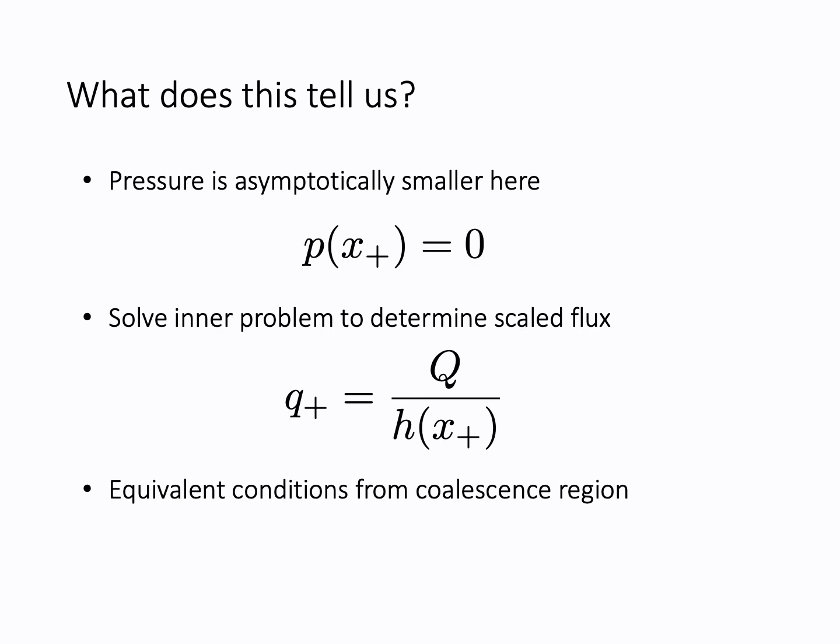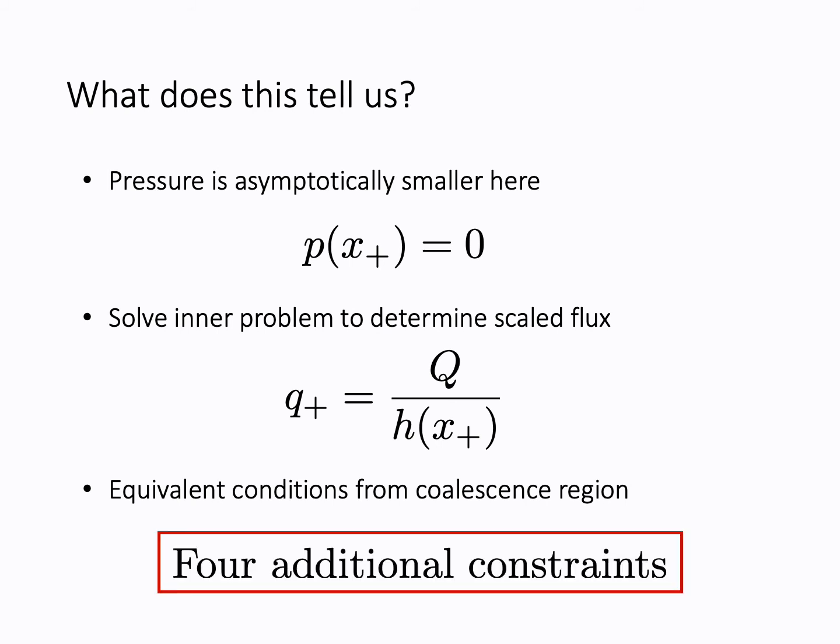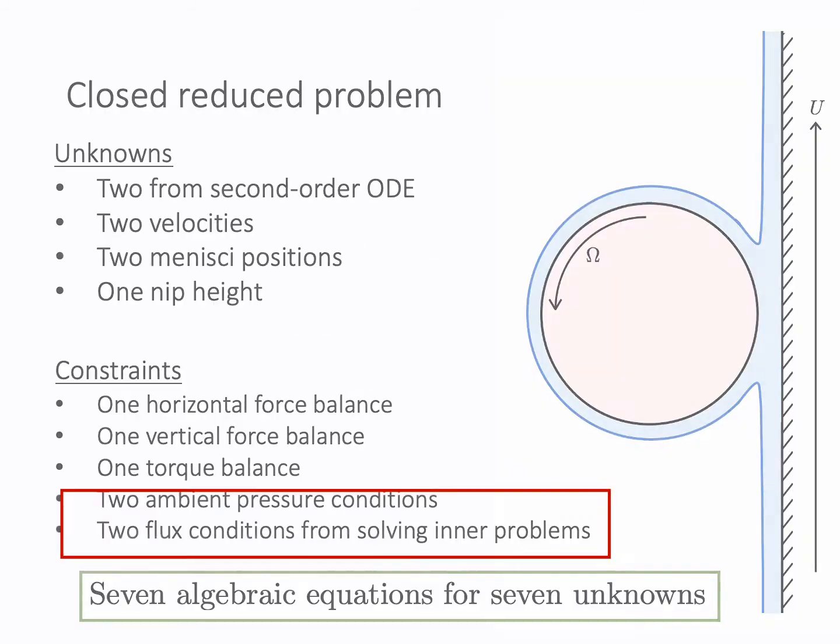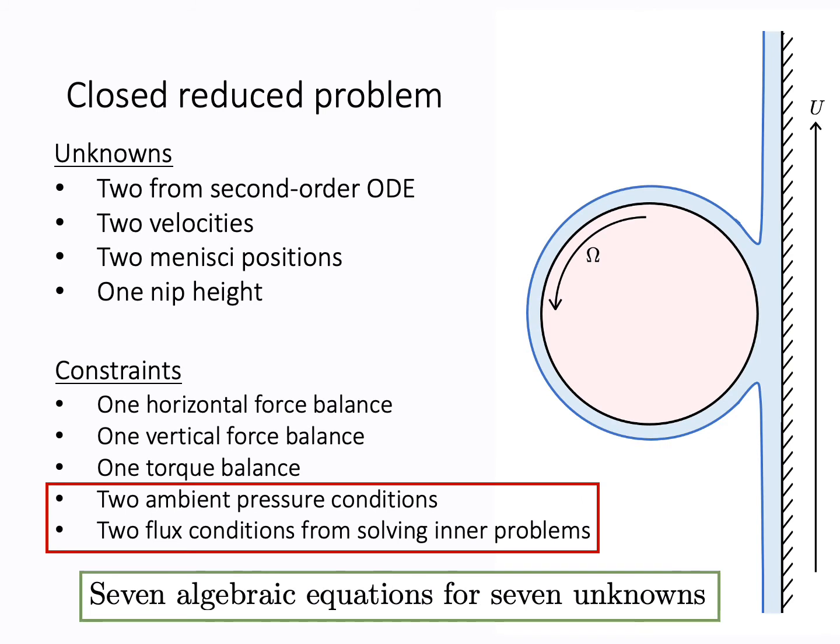Firstly, the pressure in this region is asymptotically smaller than the pressure within the nip region, and so we are able to impose ambient pressure at the ends of the nip region. Secondly, this numerical solution to the inner problem provides a relationship between the actual flux through the system and the position of the free boundary. This yields 2 conditions for each inner region, so 4 additional conditions in total. These 4 conditions are enough to fully close the problem. Essentially, we end up with 7 nonlinear algebraic equations for 7 unknowns, and we can solve this in a fraction of a second for any particular experimental setup.